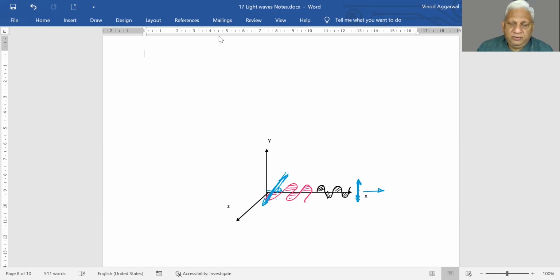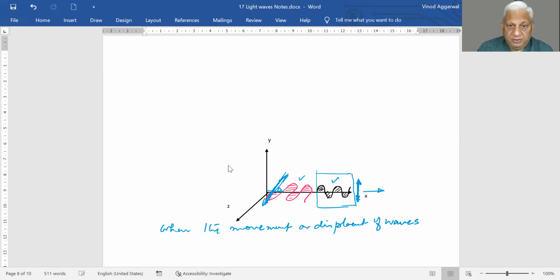Now, if you see in this wave or this wave, all the particles are moving in one plane. Okay. So we can say when the movement or displacement of wave, we are not talking about particles, of the wave, displacement of the wave, movement of the wave is restricted to one plane. The wave is polarized.